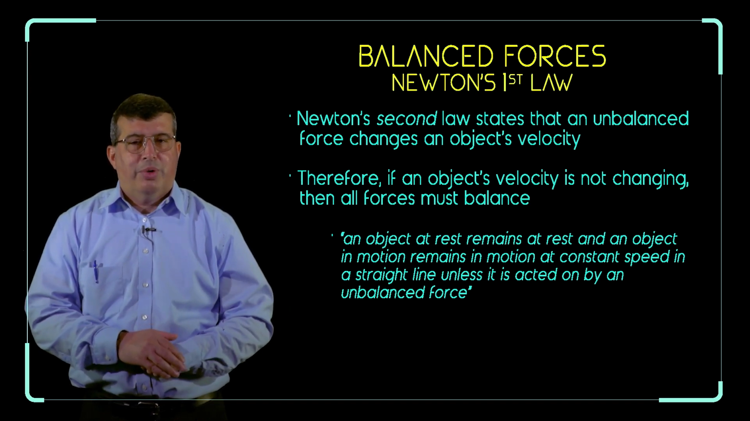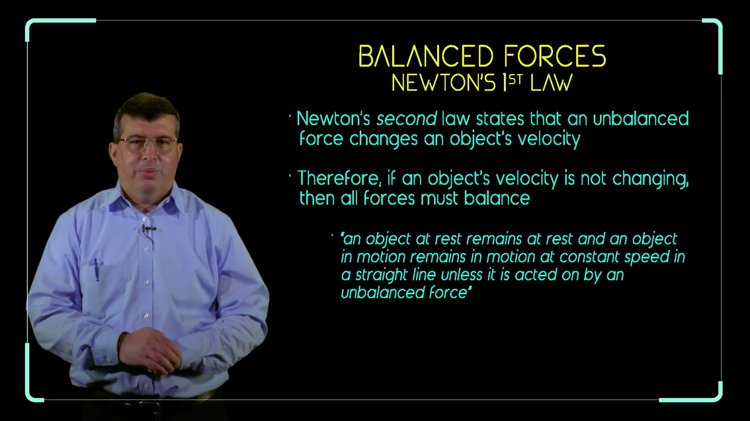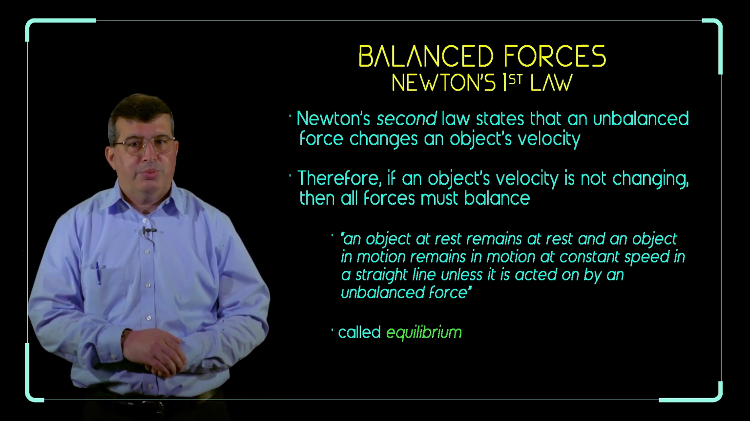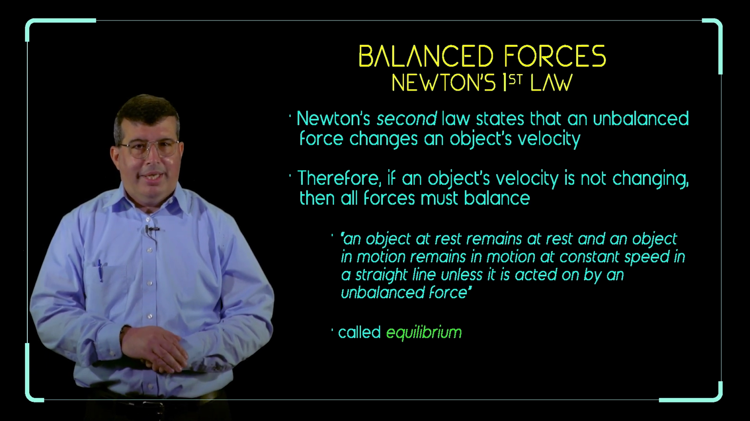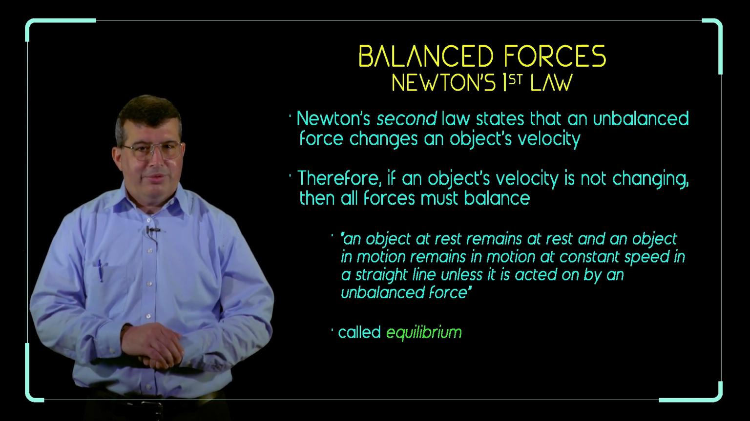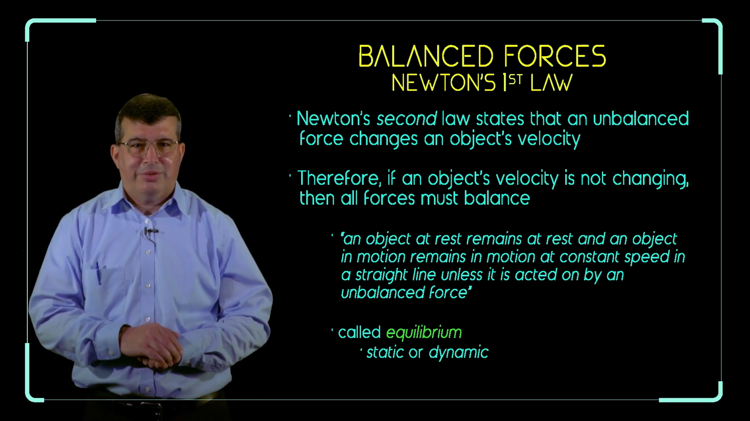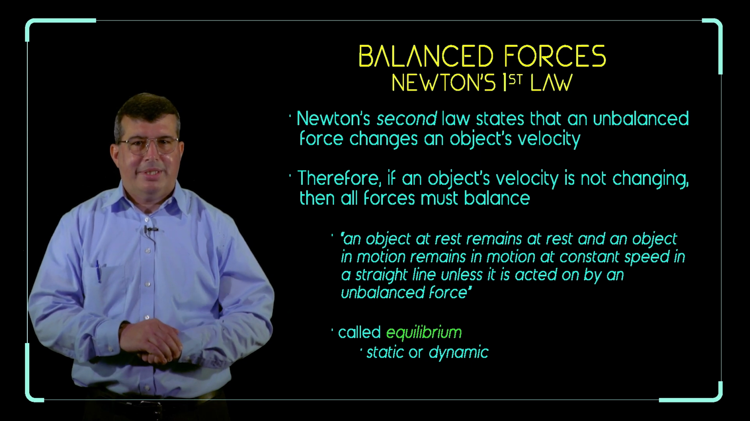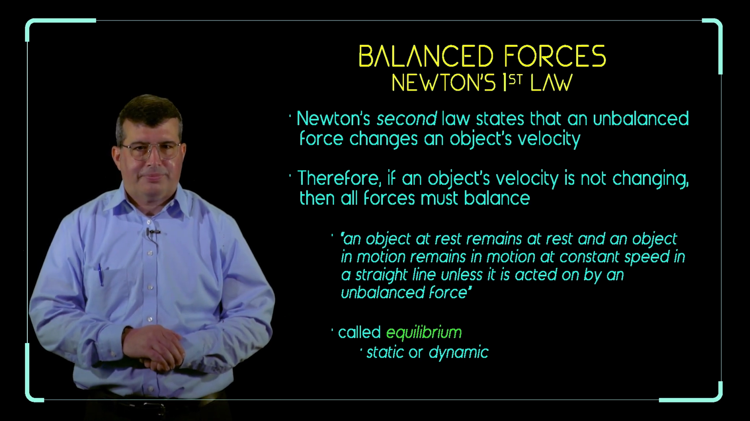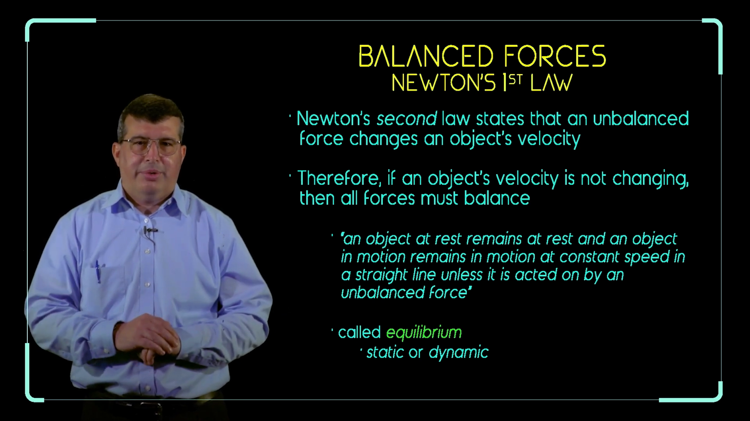Now the situation where all the forces balance and an object's velocity doesn't change is called equilibrium. Equilibrium implies a balance. So if we have balanced forces, we have equilibrium, and Newton's first law applies. Now here's the key: equilibrium can be either static or dynamic. Static means that the object is at rest and remains at rest, and dynamic is that the object remains in motion at constant speed in a straight line.